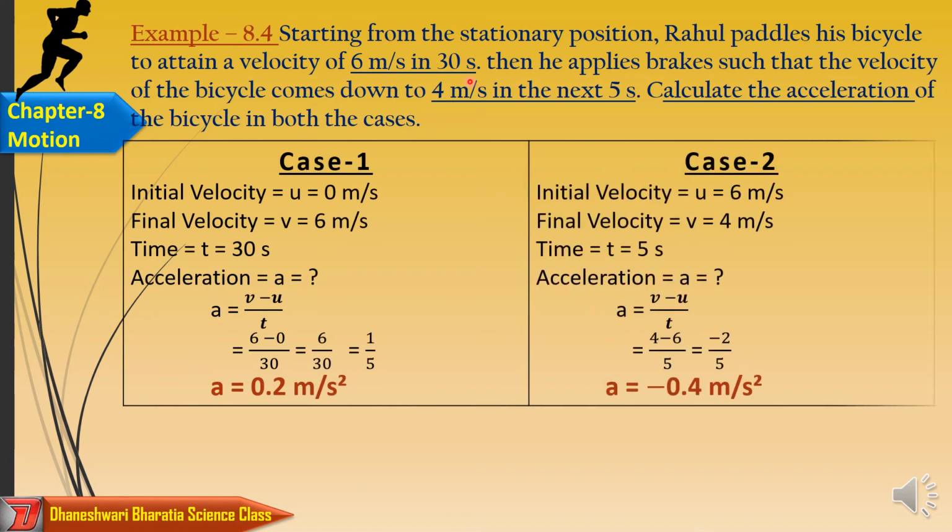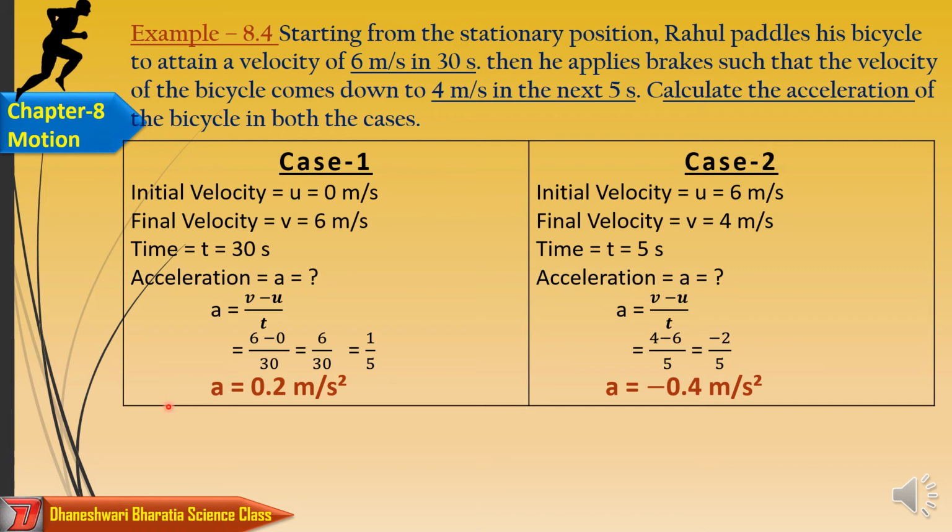So let's see how the calculation has to be done. For case 1, I am talking about this first case when Rahul started. So that time the initial velocity u was 0 meter per second and final velocity was 6 meter per second in time t. And acceleration, we know the formula. Acceleration is final velocity minus initial velocity upon time, isn't it? So on substituting the value for case 1, we will be getting acceleration as 0.2 meter per second square.